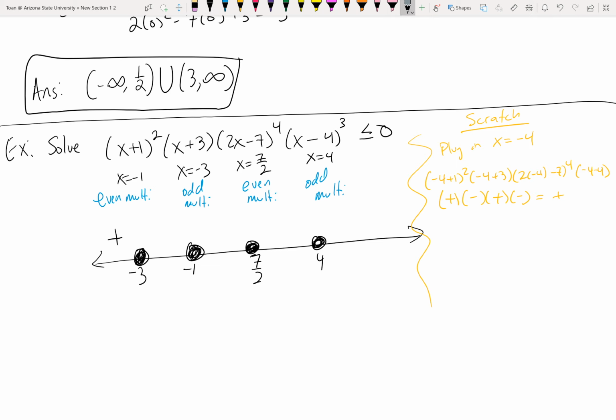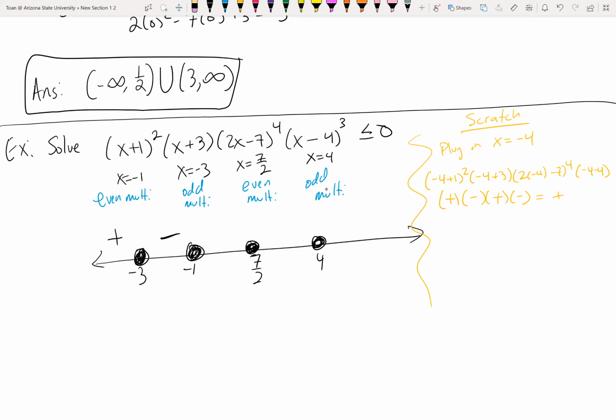So let's go from left to right. Going from left to right, the first x-intercept I approach is negative 3. Where in the work did the negative 3 come from? The negative 3 came from this portion. Notice it has an odd multiplicity. So as I cross the x-intercept of negative 3, these signs need to change. So it's going to go from plus to a minus.